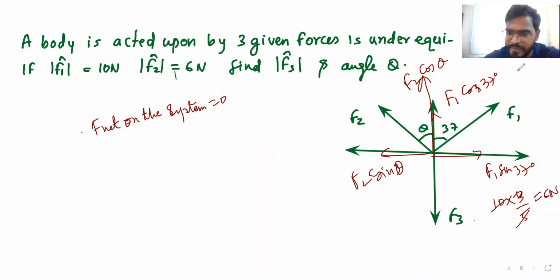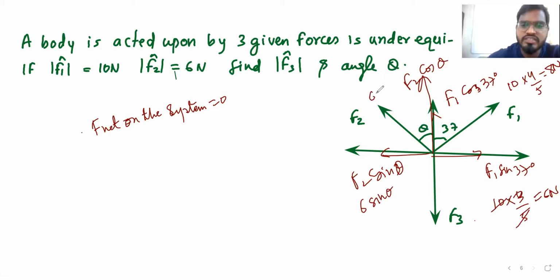Now F1 here is how much? 10 into cos 37, which is 4 by 5, so 8 Newton, right? 8 Newton of force is acting due to F1 along the plus y direction. And here theta we don't know, so we cannot say anything yet. But anyway, we can write F2 components as 6 sin theta and 6 cos theta, right? That we can write at least.